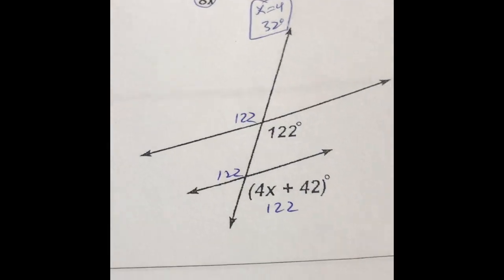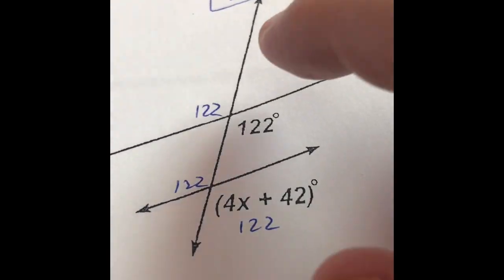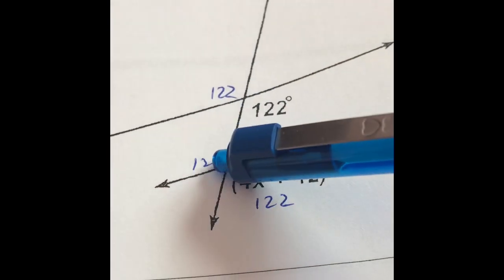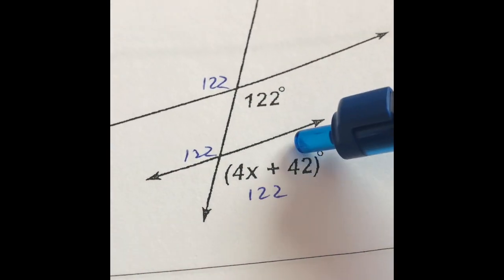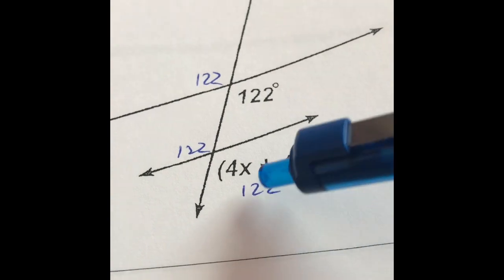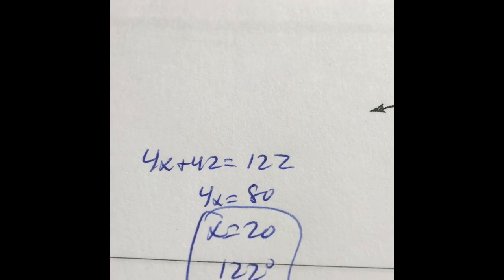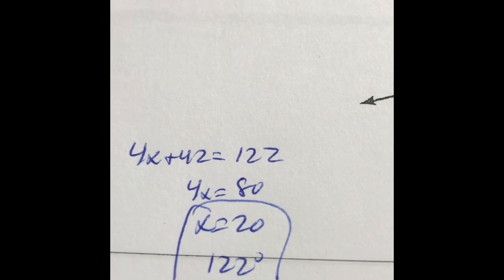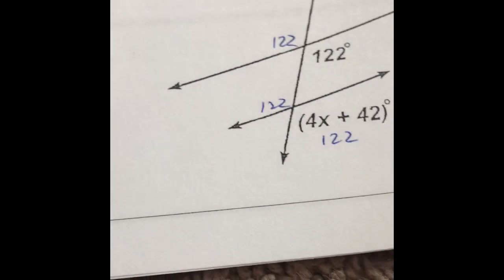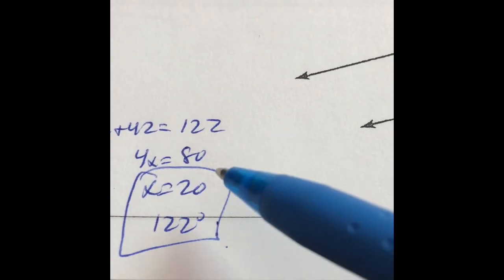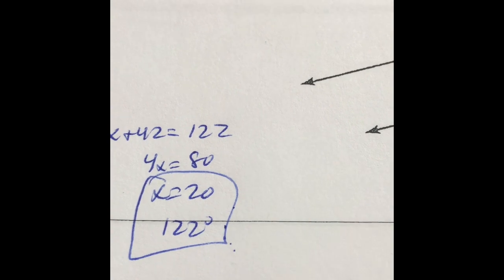Pause the video. All right, so because this is 122 degrees right here, that means this is 122, that means this is 122, that means this is 122. These are in the same exact location. That means that they are equal to each other. So you're going to say 4x plus 42 equals 122. 4x equals 80, divided by 4, and x equals 20. And plug 20 back into x, and you're going to get 122 for your angle, right? So x is 20 and 122 degrees.